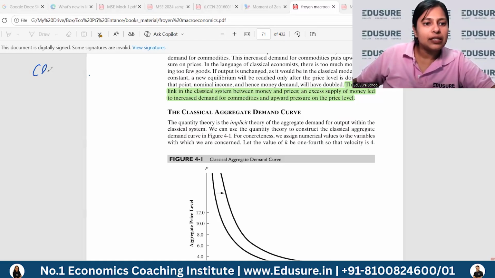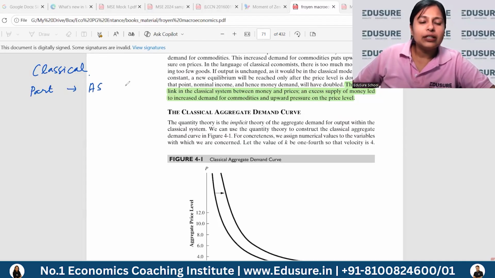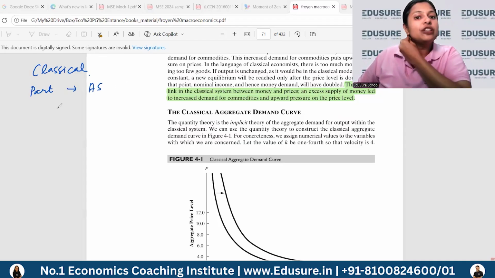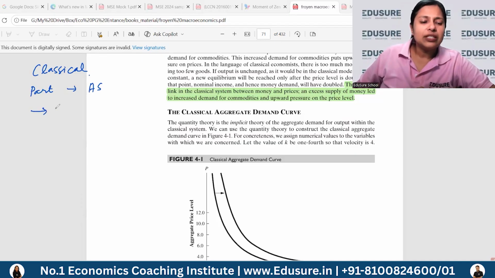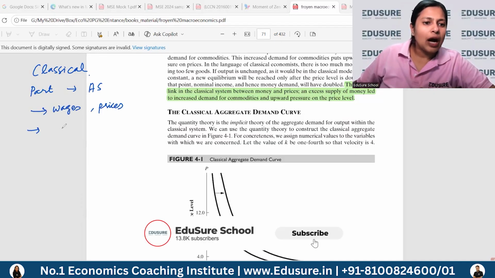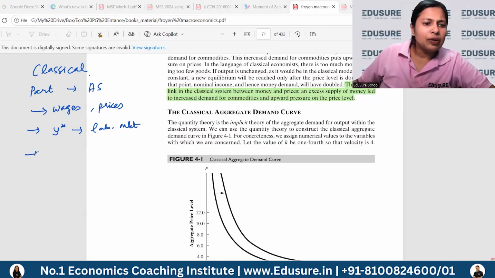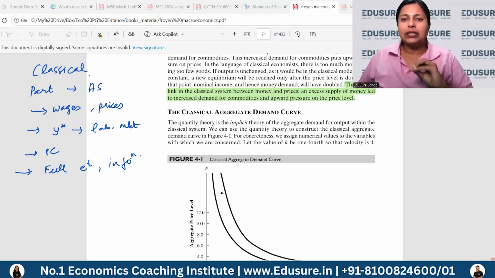of the classical model. Now, classical model का हम one part कर चुके हैं, part 1, जिसमें मैं बता चुकी हूँ कि how do we derive the vertical aggregate supply curve of the classical model and what are the important assumptions, what are the important features जिसके basis पे classical model बना है, which is like wages and prices are perfectly flexible, output is fixed and determined in the labor market, there is perfect competition, there is full employment, there is full information. ये सारे tenets के ऊपर classical model खड़ा है.